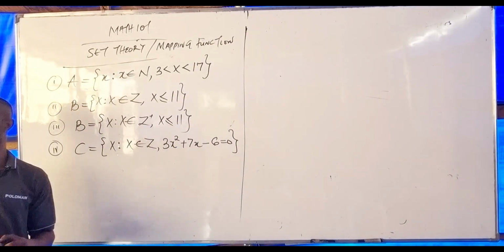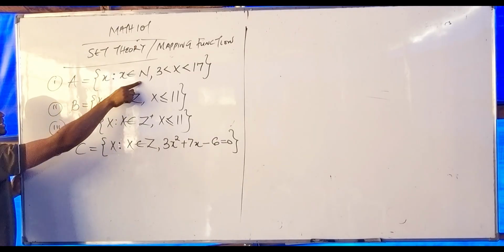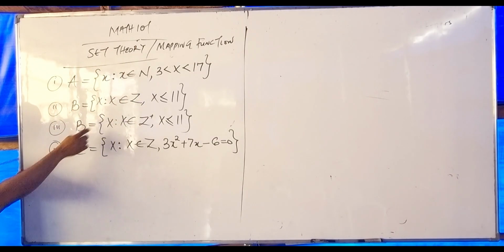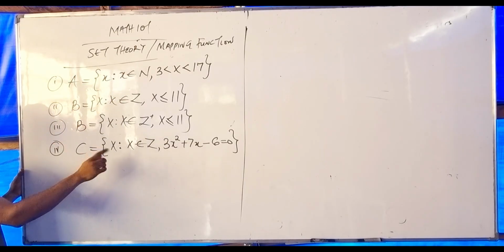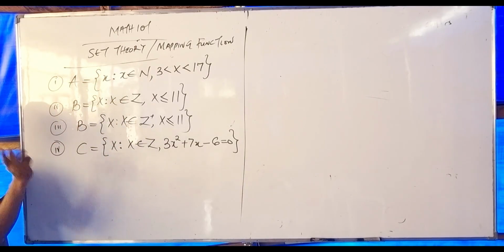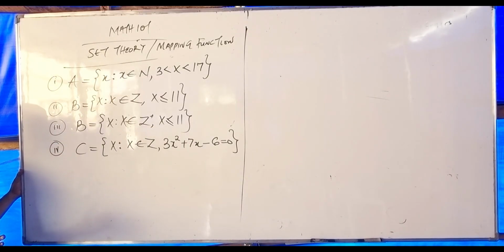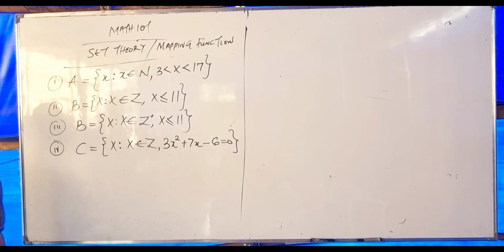When you see the letter N, it represents what? Natural numbers. Are you getting this? Z represents what? Integers. Z plus is positive integers. If I have Z minus, it means negative integers. If I have Z, it means integers. What is Z plus? Positive integers. What is Z minus? Negative integers. Are you getting it?